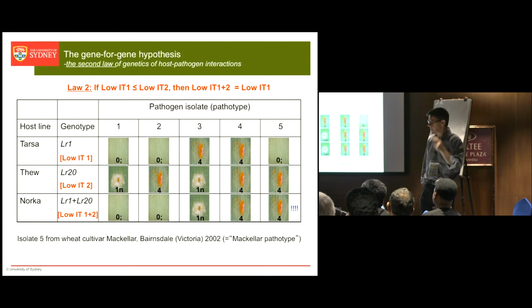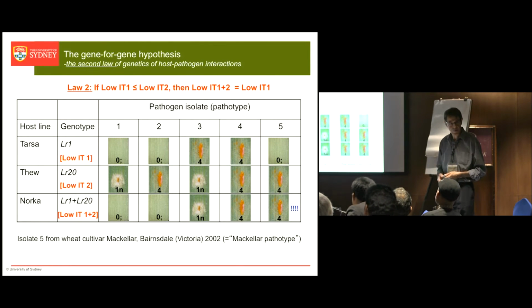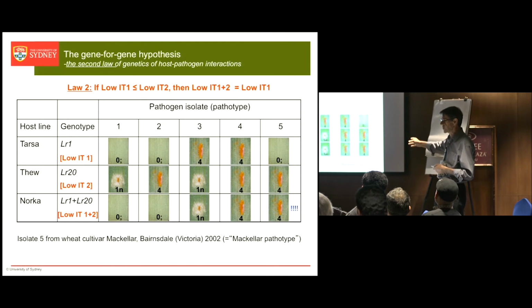Straight away I thought there is something wrong here. The first thing I thought is we've made a mistake with how we've planted the differential set. That's the obvious one. Someone had put the wrong seed in the wrong place in the pot, and this was not Norca, but in fact we repeated the experiment and it was correct. Very hard to explain, right? But I had 25 years of experience working with leaf rust when I saw this, and it took me about a month to work it out.